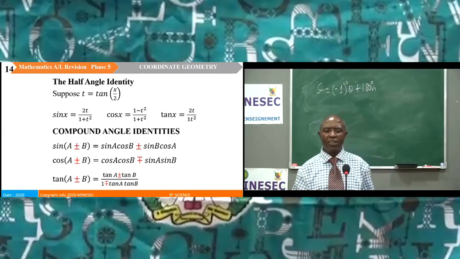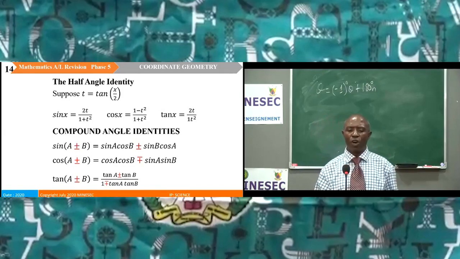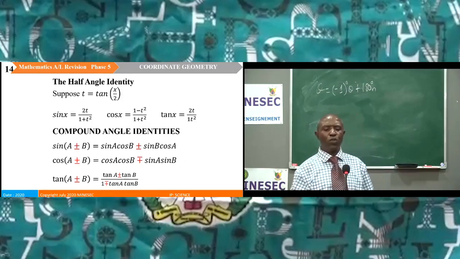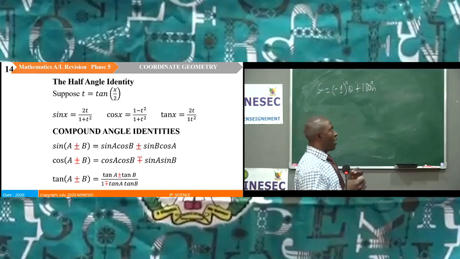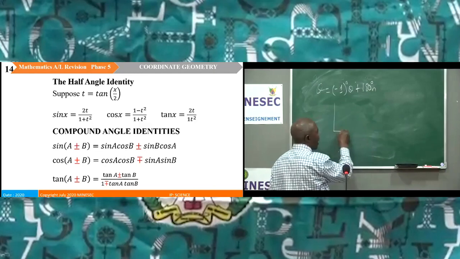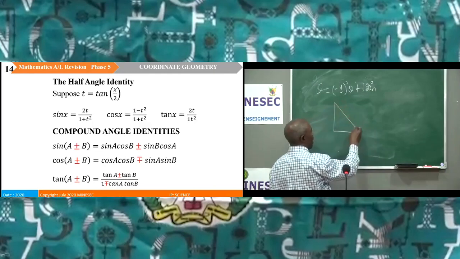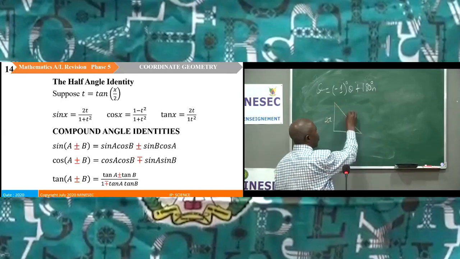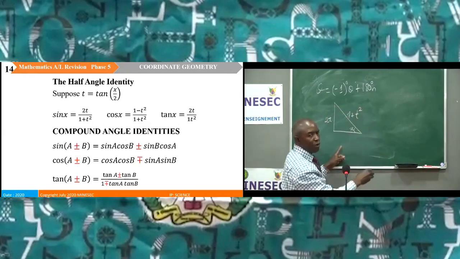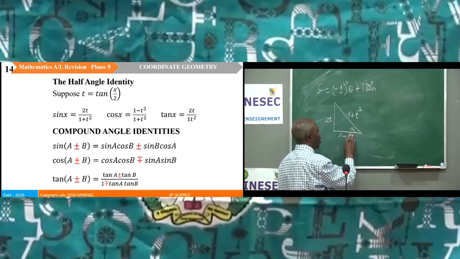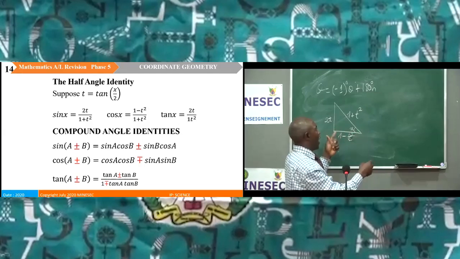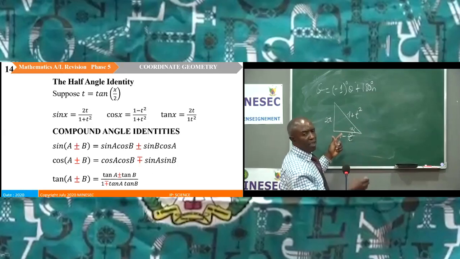Half angle identities. Suppose t is equal to tan x on 2, sine x is equal to 2t on 1 plus t squared. The best way of recording this is to draw a right angle triangle and call this angle x. Now sine x is 2t on 1 plus t squared, and here we have 1 minus t squared, so that you can now obtain any of sine, cosine, or tangent.